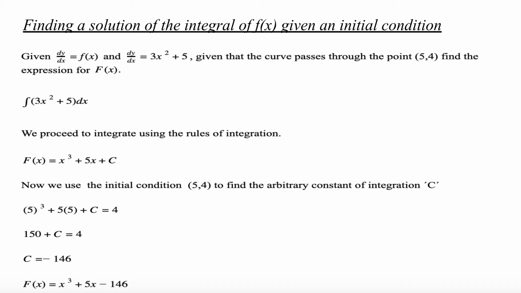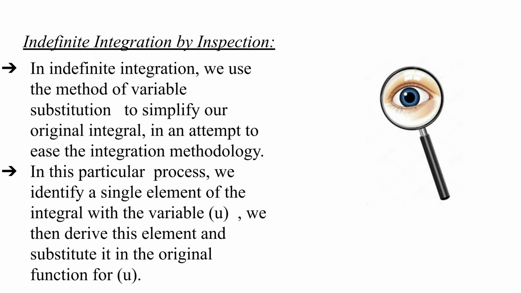Now we use our initial condition, the coordinates (5, 4), to find the arbitrary constant of integration c. We plug in 5 for x and we plug in 4 for y. And we get that the constant of integration c is negative 146. Therefore, our original function y, big F of x, equals x cubed plus 5x minus 146.